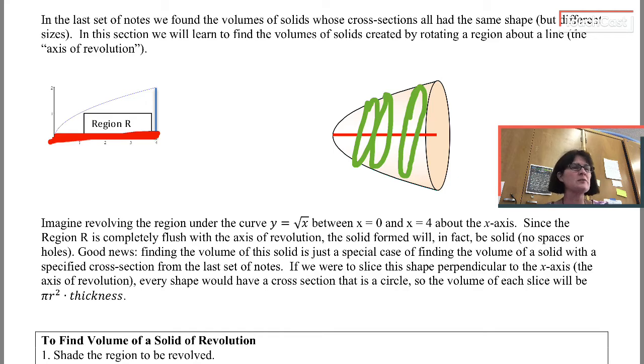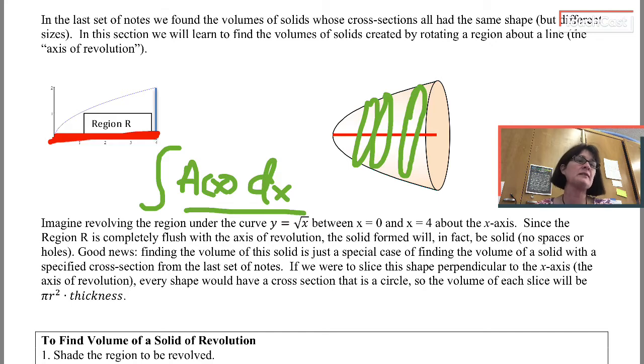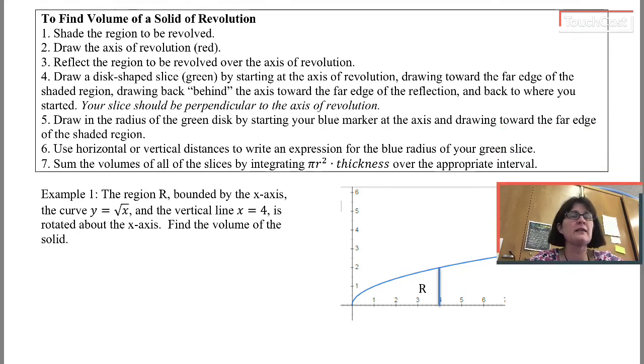And it's just really a special case, like I said, of the integrals we had in the last video, where we're going to integrate the area as a function of x times the thickness of the slice, where area times thickness gives volume.